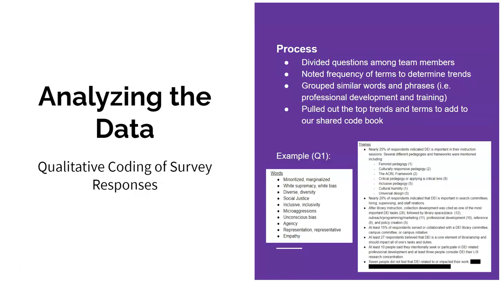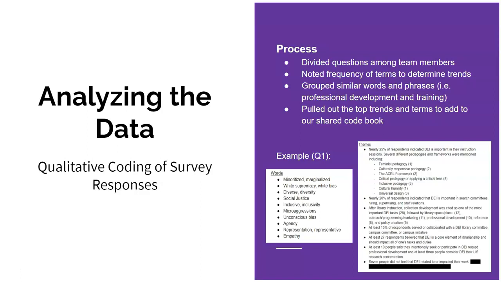We divided the questions, and each team member read through their assigned question responses and noted the presence and frequency of words and themes. Our next step was to group these phrases and terms based on common elements. For example, professional development, training, and webinar were all placed together under an umbrella theme of professional development. Once a question was coded, it was shared in our Google Doc codebook. By sharing a codebook, we were able to holistically look at the survey results and form our recommendations.